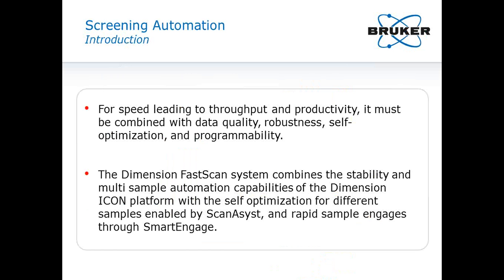Another way to employ imaging speed is to increase throughput and gather data on more samples or at more sites on a large sample, for example a wafer. For imaging speed leading to this kind of productivity increase, it must be combined with excellent data quality, robustness, self-optimization, and programmability. We will see some examples of AFM screening on the Dimension FastScan shortly. Here we'll see a movie illustrating multi-sample automation, scan speed, self-optimization, and ease of use.